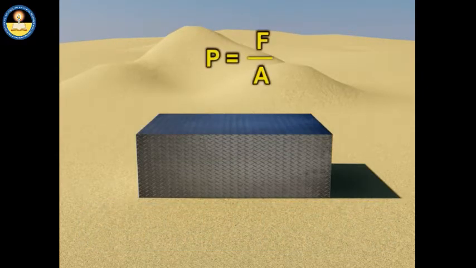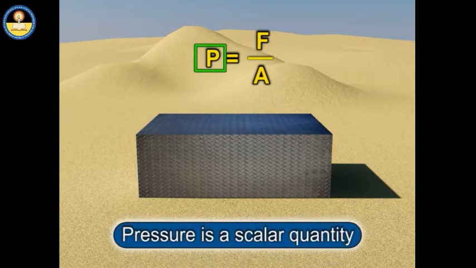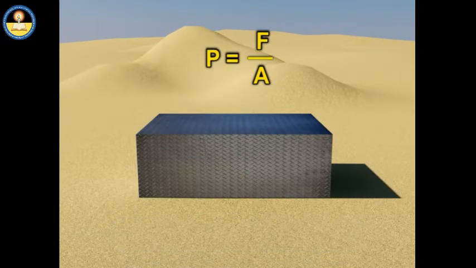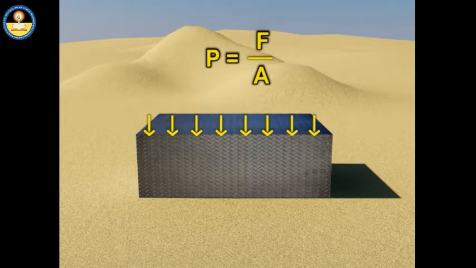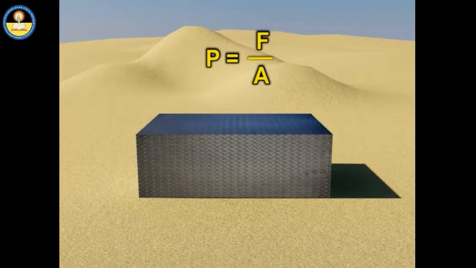We know force is a vector quantity and area is a scalar, but pressure is a scalar quantity. Do you know why? Here, F appearing in the numerator is the component of the force normal to the area under consideration, and thereby not a vector force. That is why pressure is a scalar quantity.